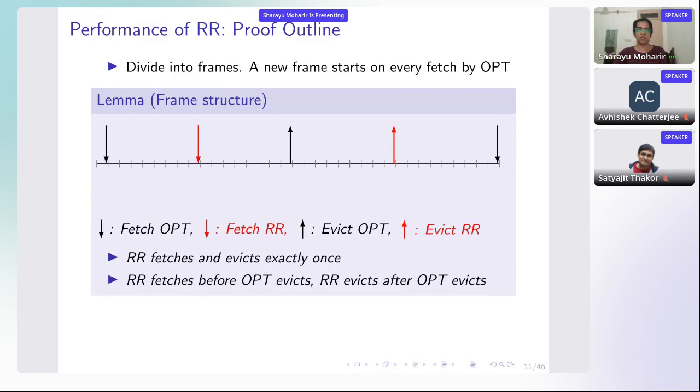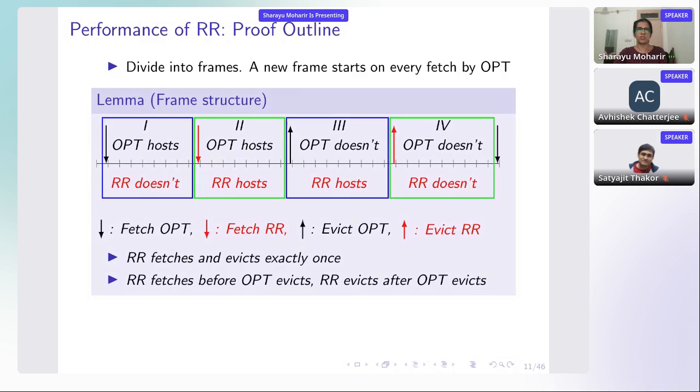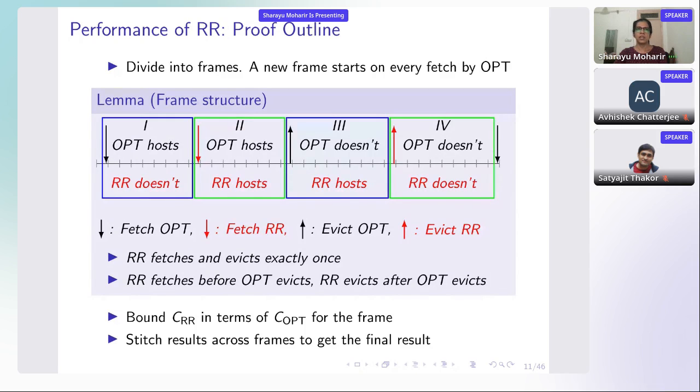So what we do next is further divide the frame into four subframes as shown here. In the first subframe, opt hosts the service at the edge, but RR doesn't. In the second subframe, both RR and opt host the service at the edge. In the third subframe, RR hosts the service at the edge, but opt doesn't. And in the fourth subframe, neither hosts the service at the edge. It follows that the cost incurred in the first and the third subframes is equal under the two policies. So we use all these structural properties of each frame to bound the cost incurred by RR as a function of the cost incurred under opt for a particular frame. And then we stitch these results across frames together to get the result we desire.